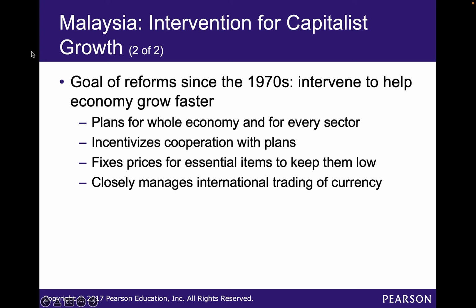Some of the goals of the reforms since the 70s were to intervene to help grow the economy faster. So they planned for the economy and for every sector. The incentivized cooperation was planned. You have fixed pricing for essential items to keep them low. Think about doing that here in the United States.